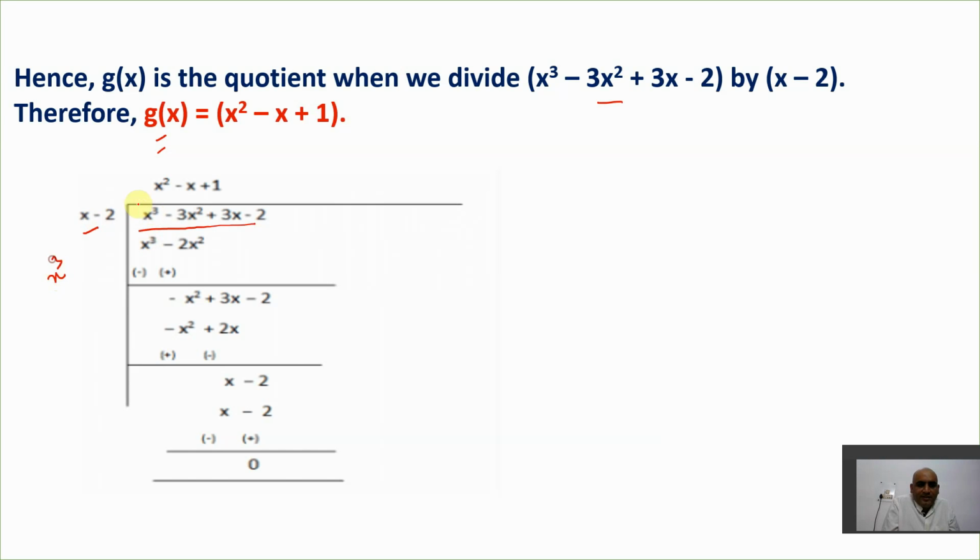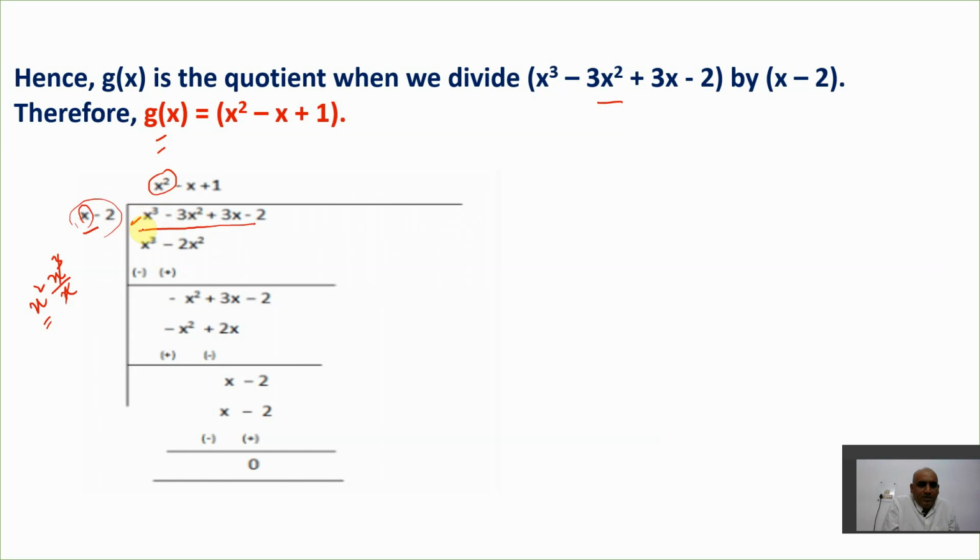Take the first term x cube which is given here, and take the first term x. Always take the first terms and divide them. When you divide, you'll have x square. That means you have to multiply the whole equation by x square. x into x square is x cube. Minus 2 into x square is minus 2x square. Then afterwards, you have to subtract it.